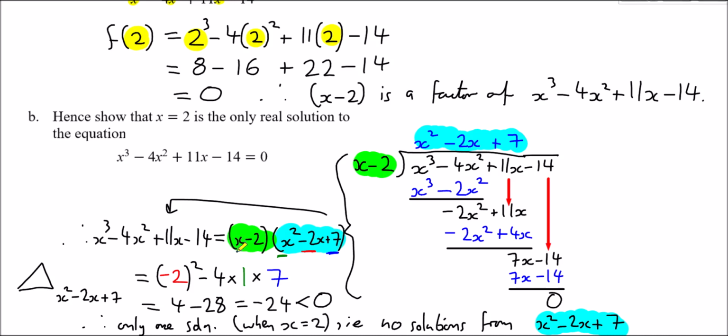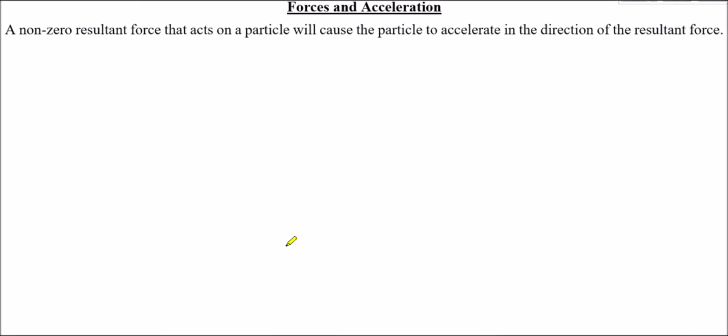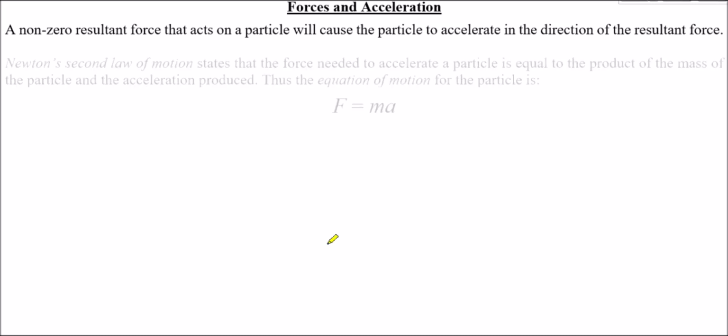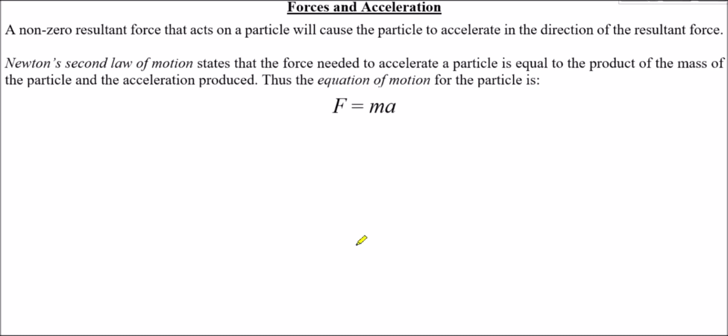Let's now have a look and think about the main body of the lesson. So we're going to talk about forces and acceleration right now. A non-zero resultant force that acts on a particle will cause the particle to accelerate in the direction of the resultant force. Newton's second law states that the force needed to accelerate a particle is equal to the product of the mass of that particle and the acceleration produced. So it's essentially the result when you multiply the mass by its acceleration.